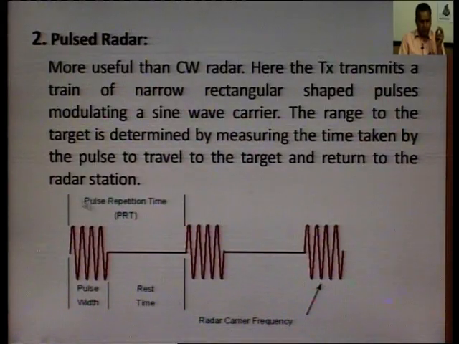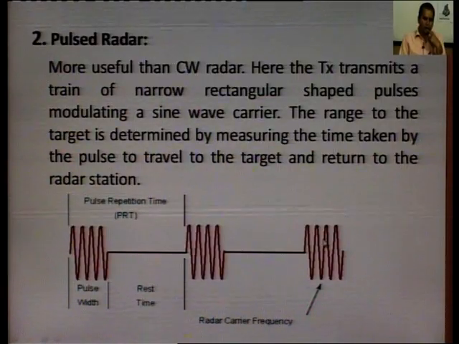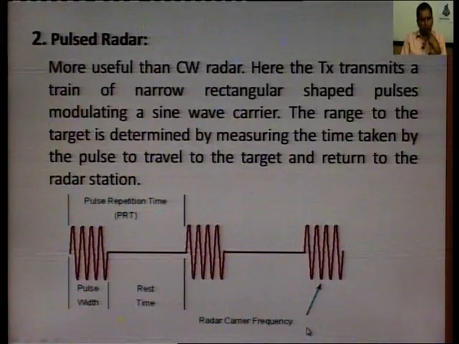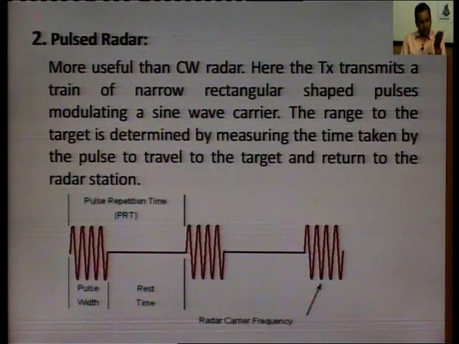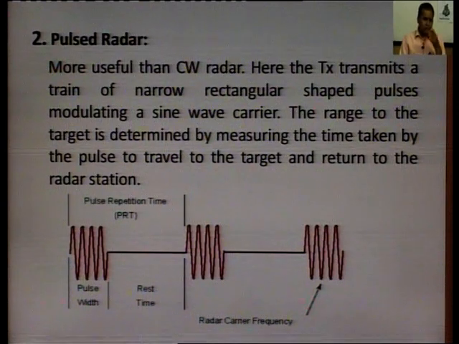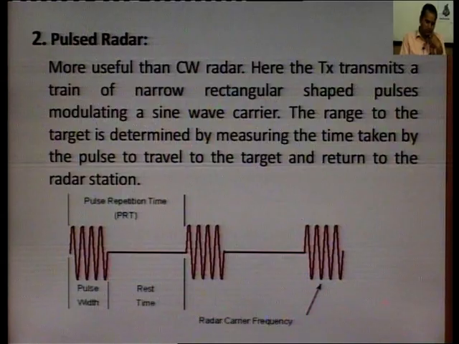This is the pulse, this is the reset time, again pulse, again reset time, again pulse. So, this is called the radar carrier frequency, and this duration is the pulse repetition time, PRT, which also determines the pulse repetition frequency. 1 by T is the pulse repetition frequency.